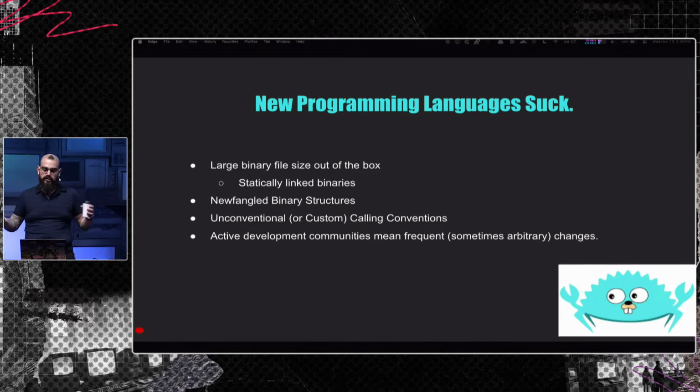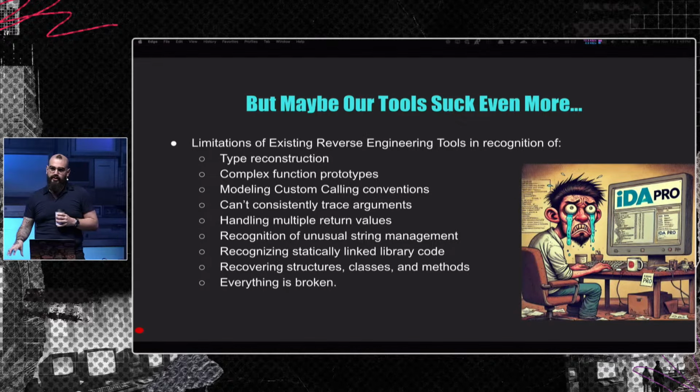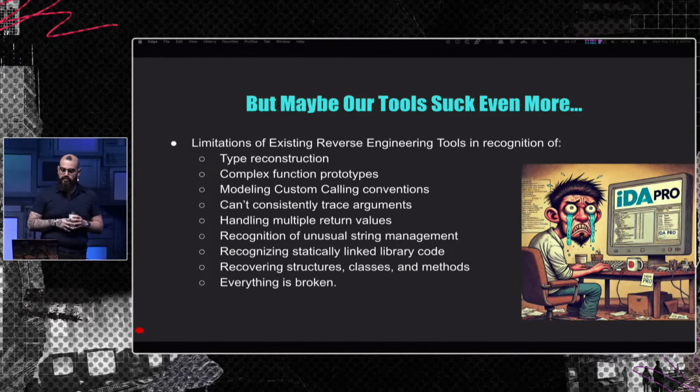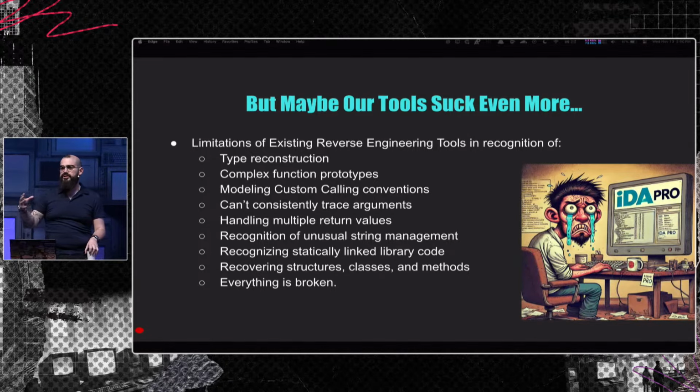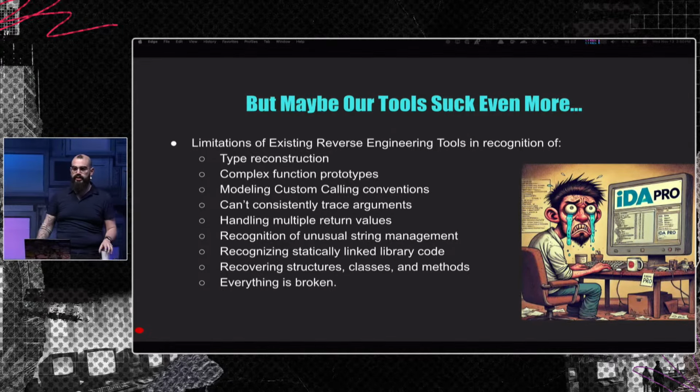The truth is that this is hard because our tools suck even more than those languages, right? So there's tons of limitations. You have all sorts of issues with type reconstruction, complex function prototypes. It's just really hard to trace how arguments get moved around. None of our tools seem to manage multiple return values. So for any of you that deal with Go and Rust and some versions, you have this issue where you just cannot model the fact that you're returning multiple values. They can't manage recognition of strings that are not exactly what you would expect from your usual C literal.